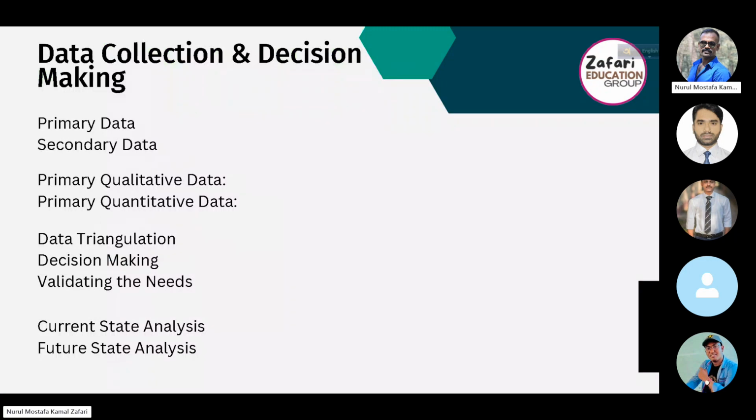Now, to do data collection for needs assessment, we need to collect data, and we need to make decisions to support the project governance, to take a decision in terms of going further, to propose to the donor to support the project intervention.